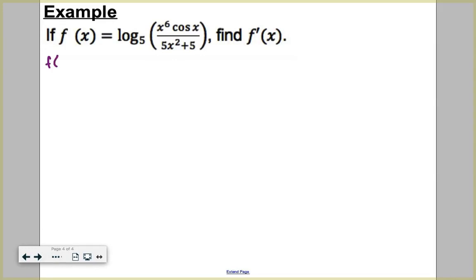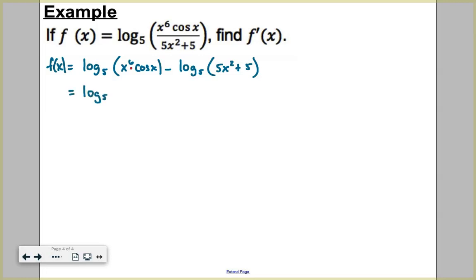So if we're going to simplify this, we'll get f of x is equal to log base 5 of the numerator, x to the 6th cosine of x, minus log base 5 of 5x squared plus 5. As you can see in the denominator here, we have two terms being added, not being multiplied, so we don't have to worry about that whole double negative in the denominator thing like we did in the previous example. But we do have multiplication inside of our first term, so we can split that log up a little bit more.